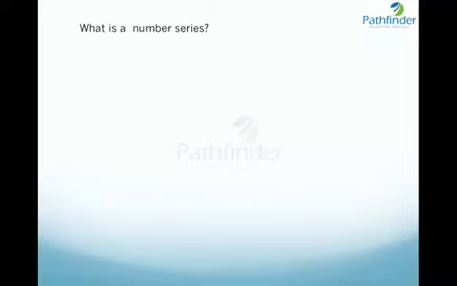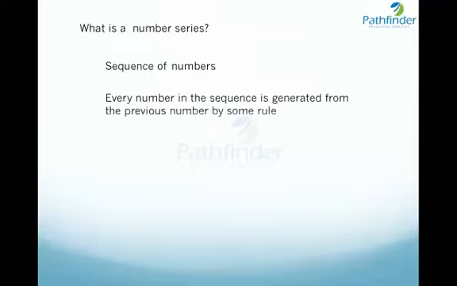Obviously, a number series is some sequence of numbers in which each number is determined by some relation to the previous number. So every number in the sequence is generated from the previous number by some rule, and our major task is to identify the rule with which the number has been generated. The rule can be logical, the rule can be arithmetic, the rule can be something else. It could be a combination of logical and arithmetic rule.